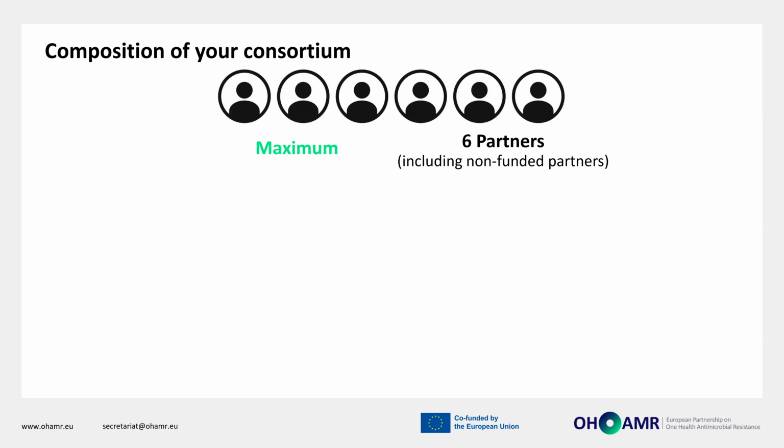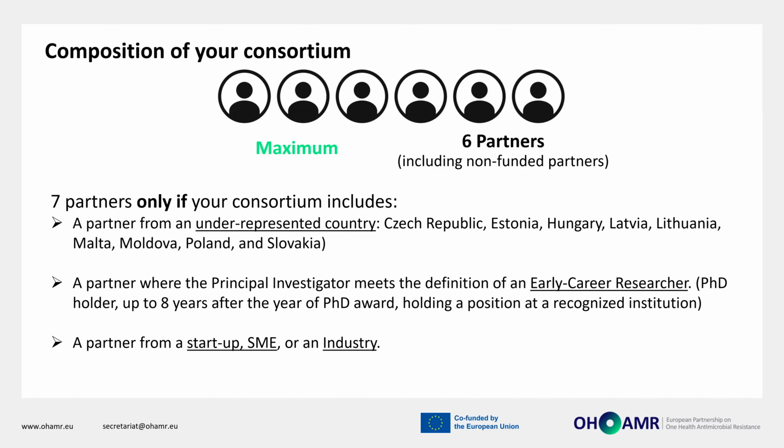The consortium can include a maximum of 6 project partners, including non-funded partners, which can be increased to 7 if the consortium includes a partner from an underrepresented country. In the case of this call, we have Czech Republic, Estonia, Hungary, Latvia, Lithuania, Malta, Moldova, Poland, and Slovakia.